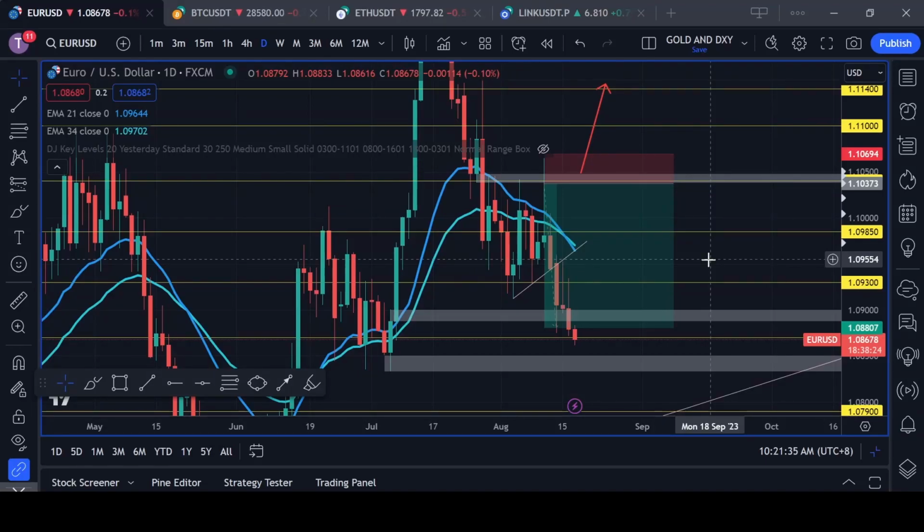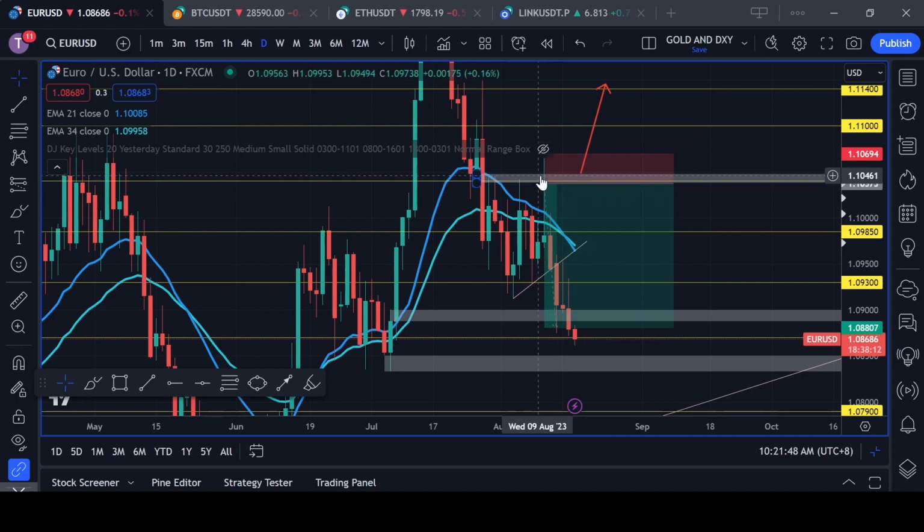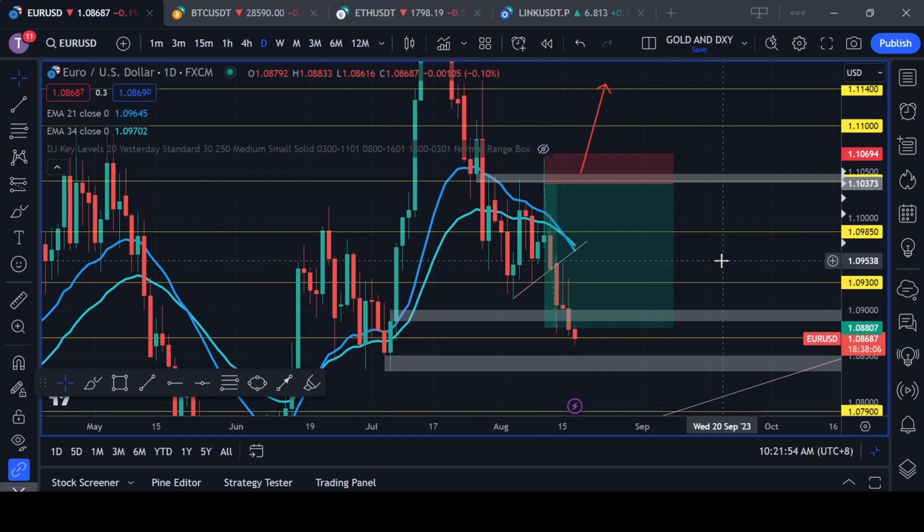In this video, I'm going to be covering how I took this 150 pip short trade on EURUSD. I took a short all the way from 1.104-ish on EURUSD all the way down to 1.089. So if you are interested in how I took this entry and what are my thoughts for these trades, do stay tuned.